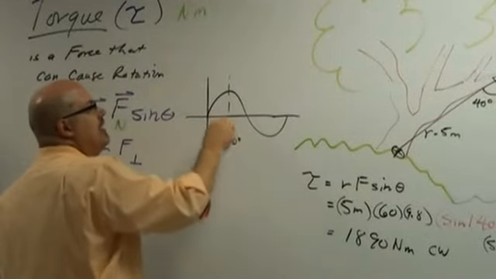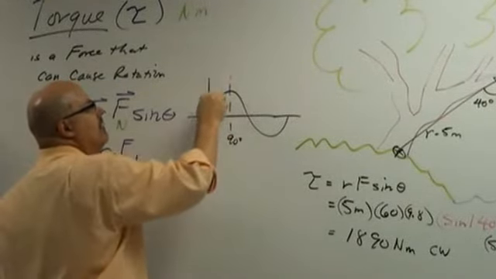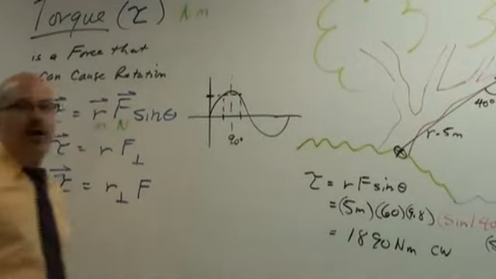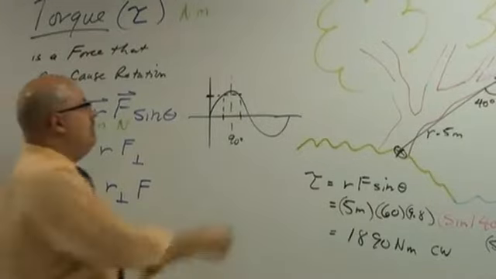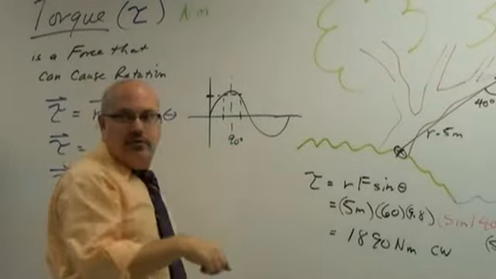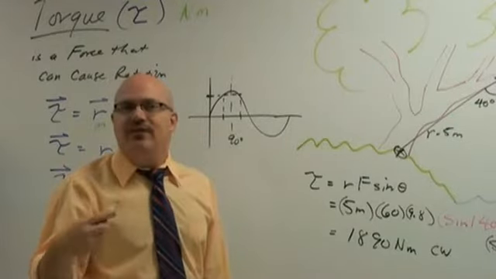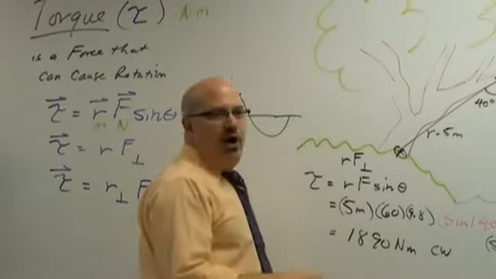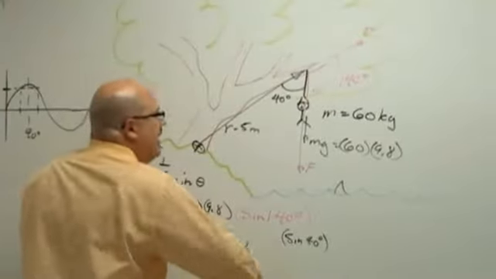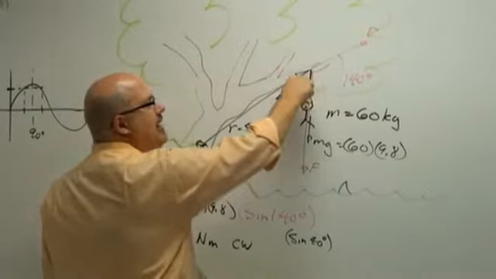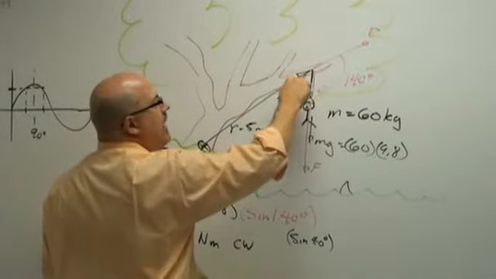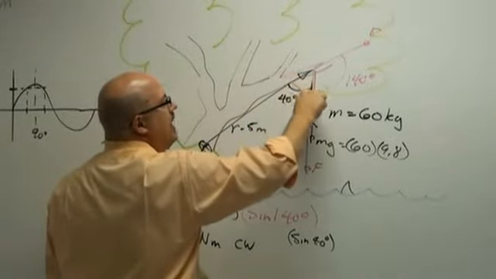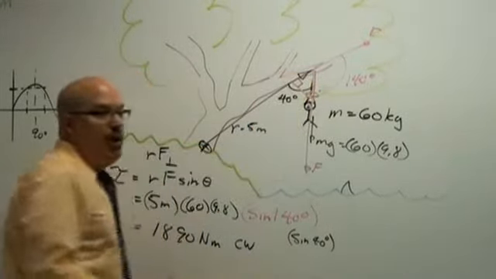Here's 90 degrees. If you take the sine of this angle and of this angle, you get the same value here, right? And these two are supplementary angles. Or you could just think of it the easy way. This is R F perpendicular. What's my perpendicular force? It happens to be the sine component of this, right? Because I have a force this way, and here's my sine component. That's the perpendicular part. Does that make sense?